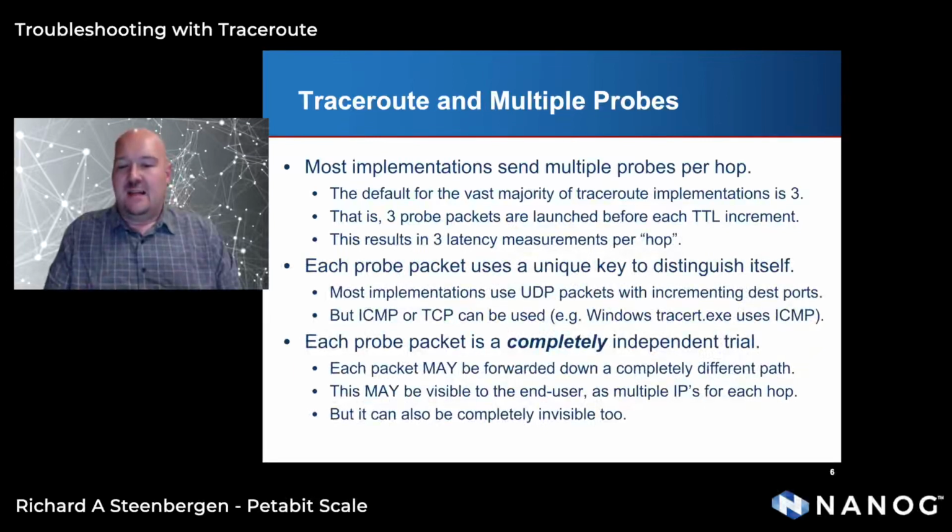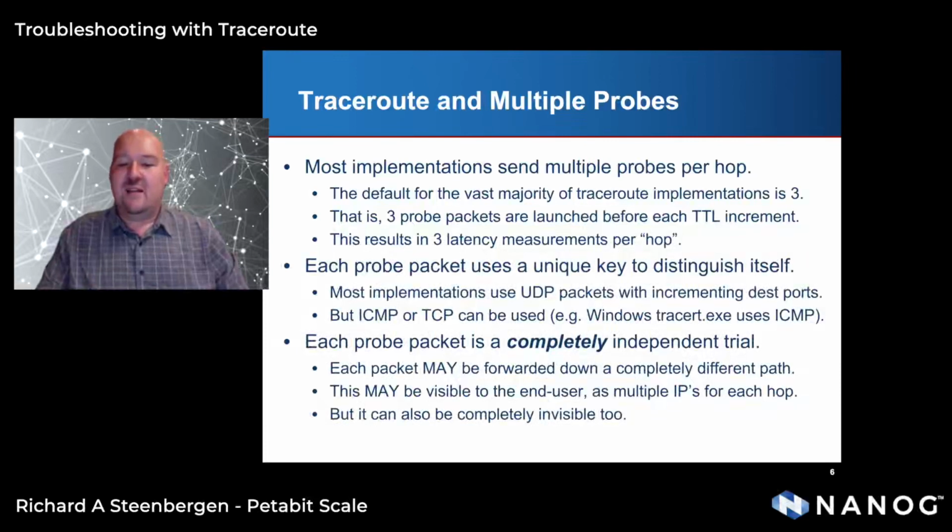So a lot of very common Unix implementations and router implementations are based on UDP, and they use incrementing ports. So they'll set source ports and destination ports in a way that it can identify itself when it comes all the way back. But there's other examples of tools that use ICMP. So for example, Windows Traceroute defaults to ICMP. There's a lot of tools out there that'll let you use TCP and other things to try and work around firewalls and do other kinds of measurements.